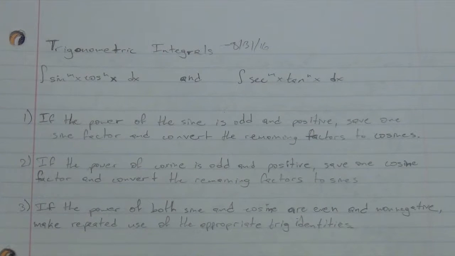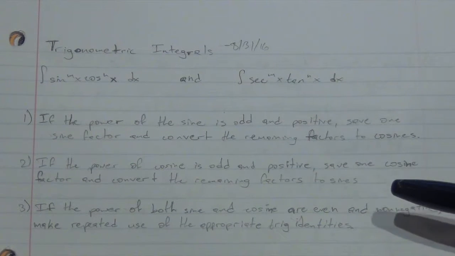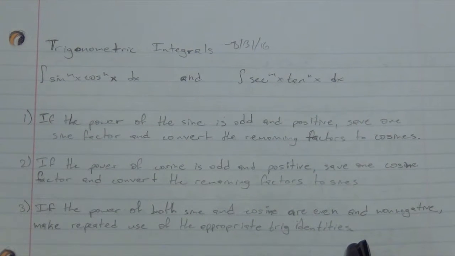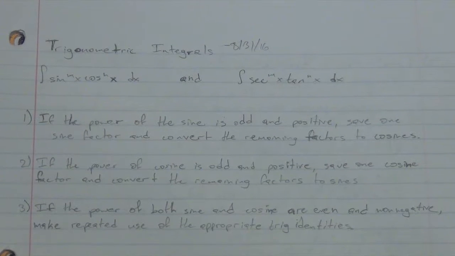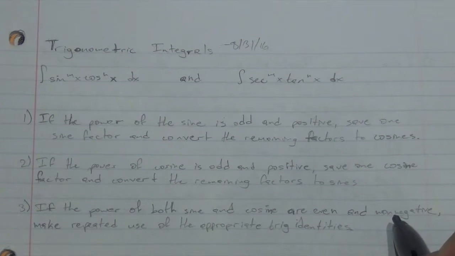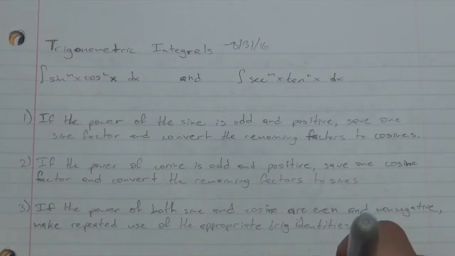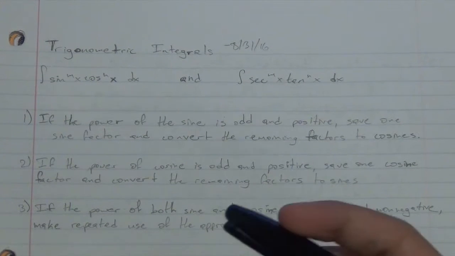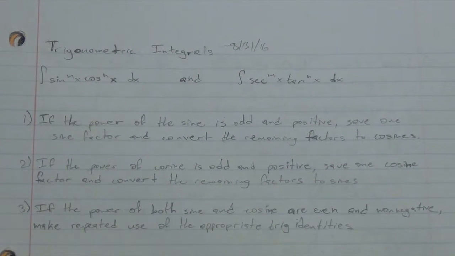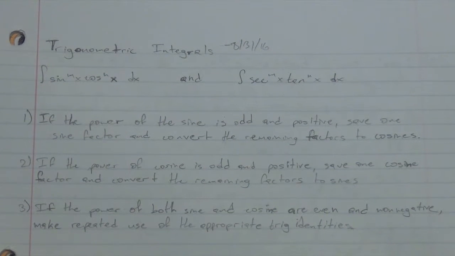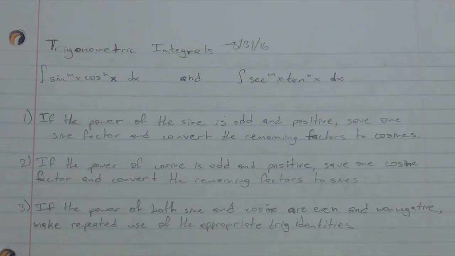Now let's move on to rule number 3. It says, if the power of both sine and cosine are even and non-negative, make repeated use of the appropriate trig identities. That might be the most confusing of all of the rules, but trust me, it's not as hard as you think. It's basically saying that if the power of sine and cosine are even, so 2, 4, 6, 8, or 0, and non-negative, so including 0, not including -2, -4, and so on, then you can use the appropriate trig identities. Usually this means the power reduction formula.